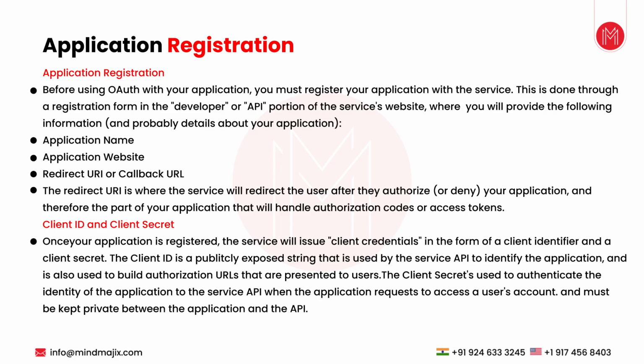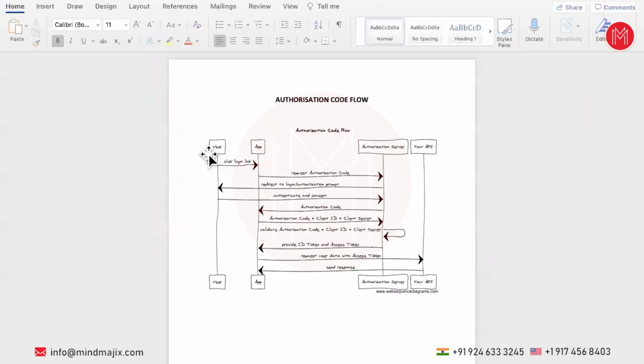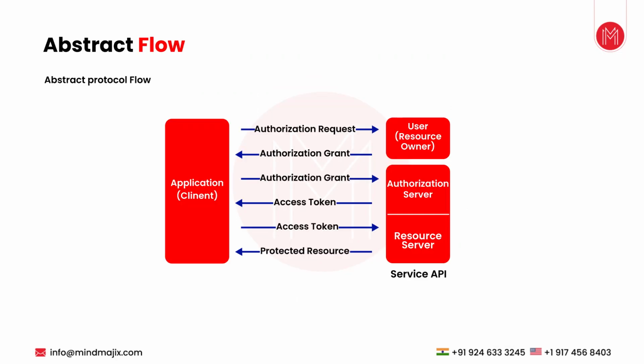Okay, so next, we are going to see the different grant types which we have in OAuth 2.0. The very first and the most used one is the authorization code flow. So you have the resource owner, that is the end user. Then you have an application, and finally an authorization server and your API. So basically, I'm talking about the application, user, authorization server, and the resource API, so I'm covering all of that.